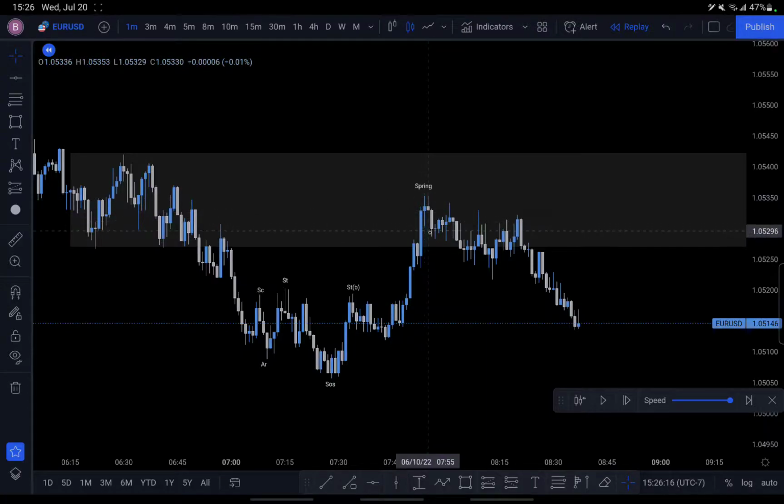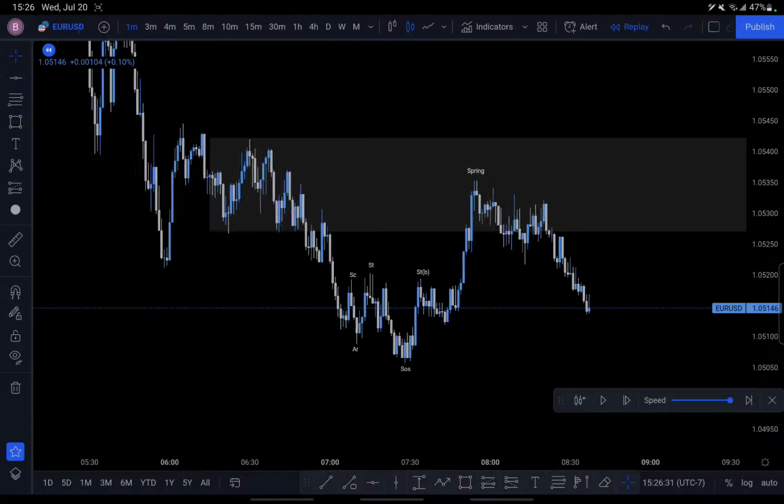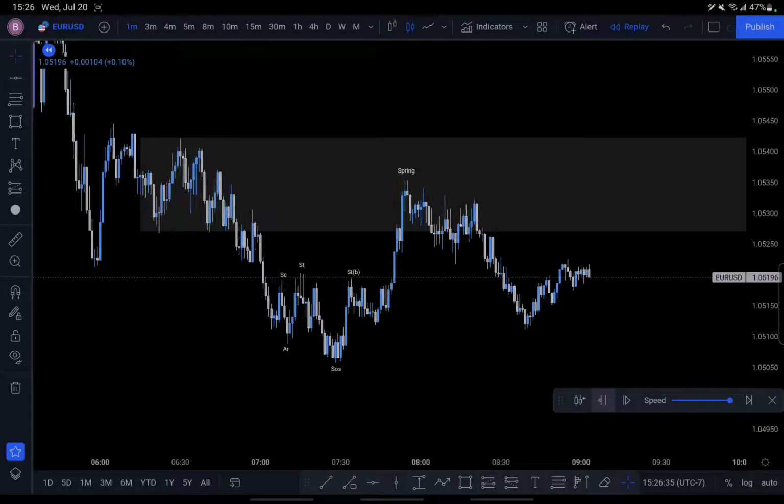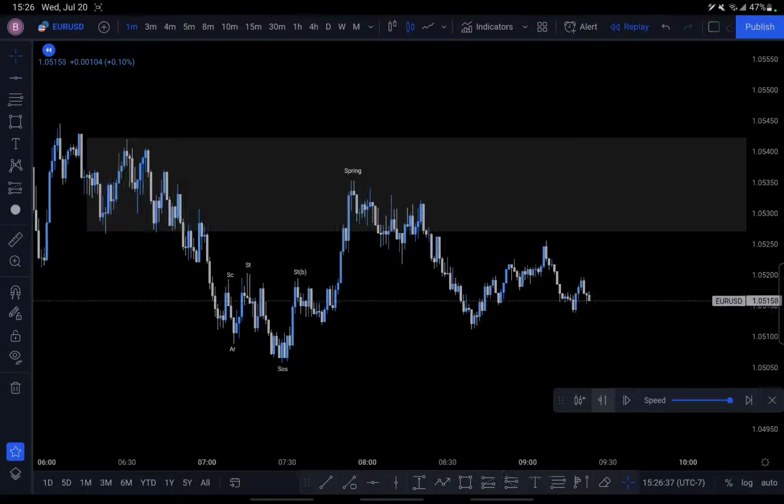Okay, price breaks down, validating this supply zone. Okay, then trades back into it, testing the supply here before breaking back down. Probably the last point of supply before the markdown. Okay, and let's just see price break down.